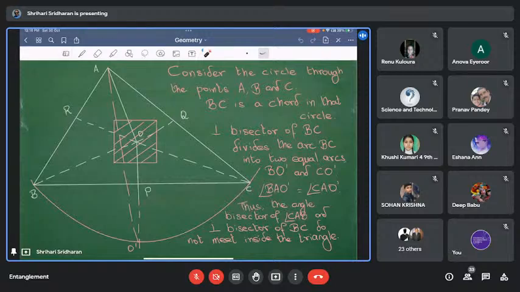So when you draw a picture, you always need to convince yourself that the picture you're drawing is not in violation of the other theorems that you would have studied in geometry. For example, in this particular case, we saw that something that we drew inside the triangle was violative of another theorem on the circles.